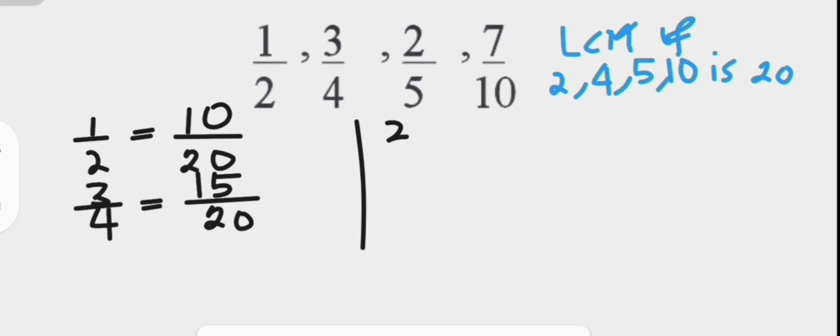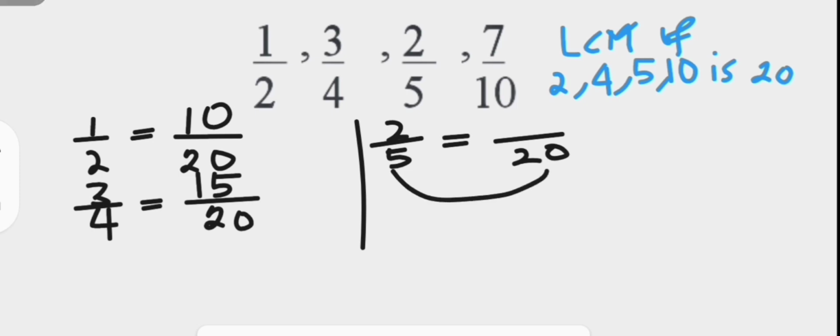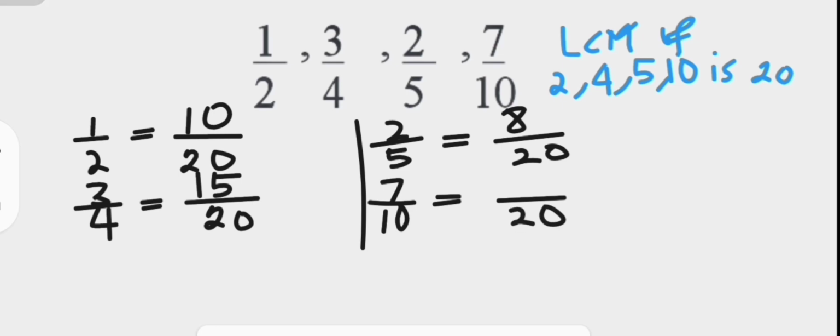The next is 2 over 5. It must also have a denominator of 20. So 5 times 4 gives 20. Then the same 4 multiplies 2 to give 8. Then finally, 7 over 10. 10 times 2 gives 20, so the same 2 multiplies 7, and that gives 14. Now that they have the same denominators, it is easy to arrange them in any order given to us.